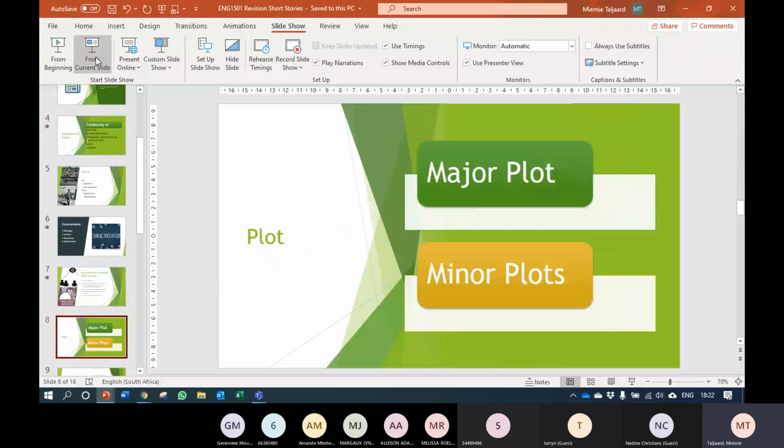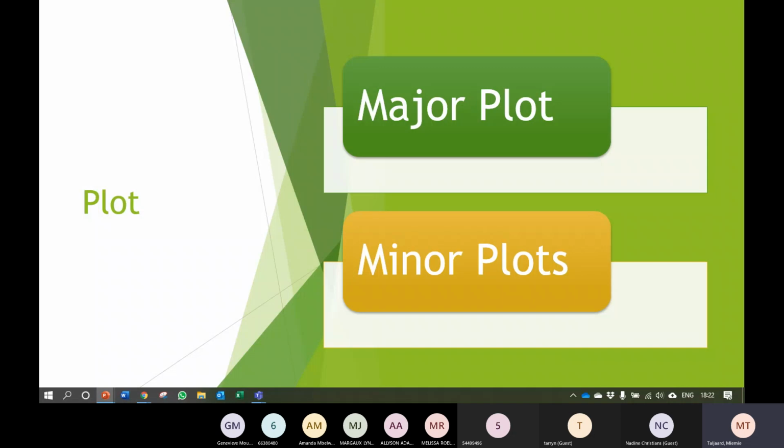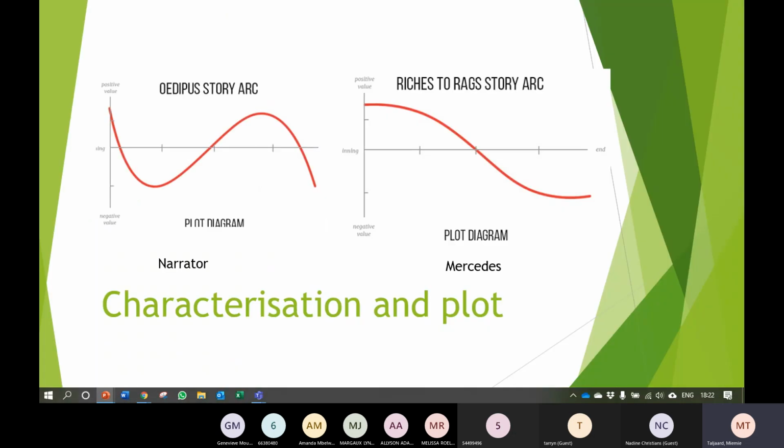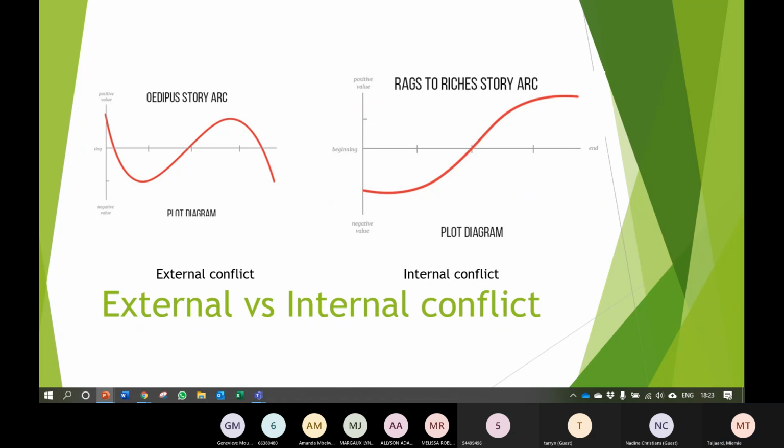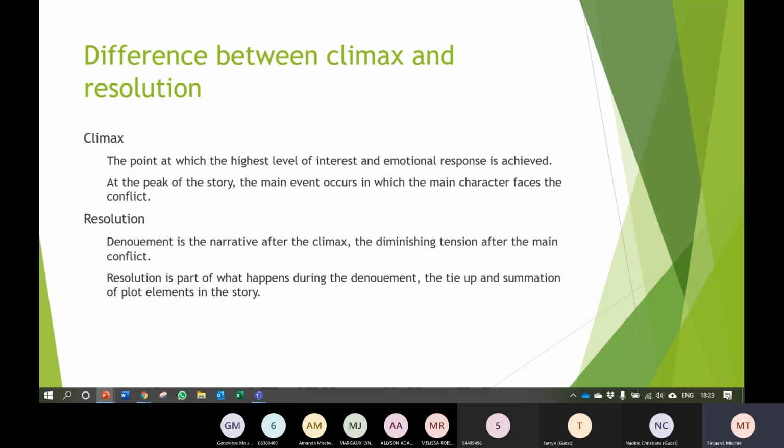So within the major plot, we have minor plots, and I think it will be a good idea if you make sure that you have the plot line of the major events and also of the subplots. We spoke about this. Now, the other two words that you need to know are the climax and the resolution. The climax is the point at which the highest level of interest and emotional response is achieved.